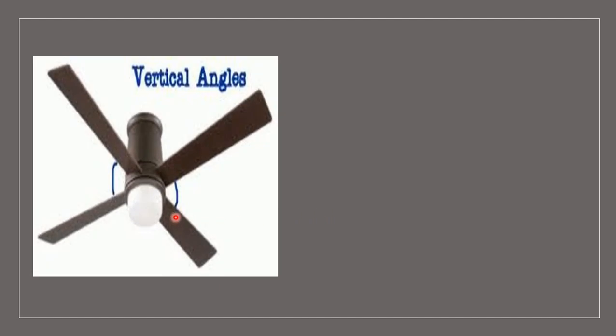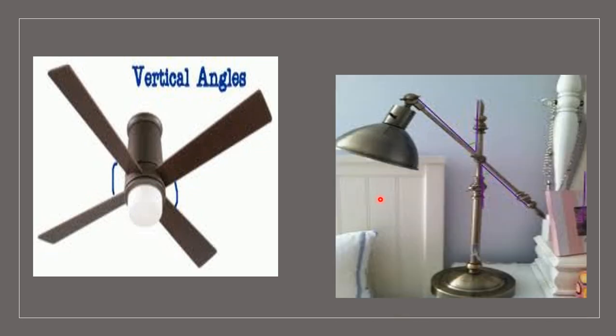Some examples in our daily life that we have seen are the fan. Like this, we can say these two are a pair of vertically opposite angles and they are equal. Again, this is a table lamp. In this table lamp figure, we observe this line highlighted with blue color. These two angles are vertically opposite angles. Similarly, these two are also vertically opposite angles.